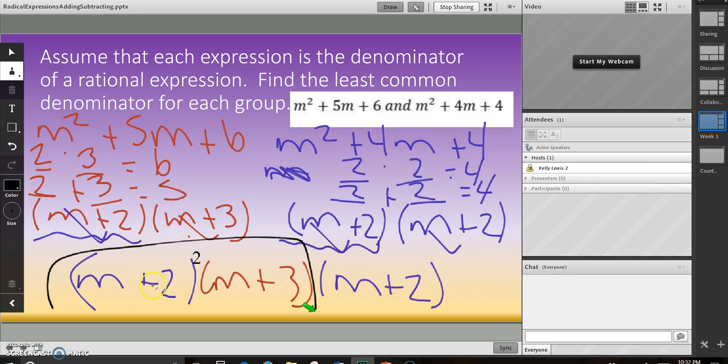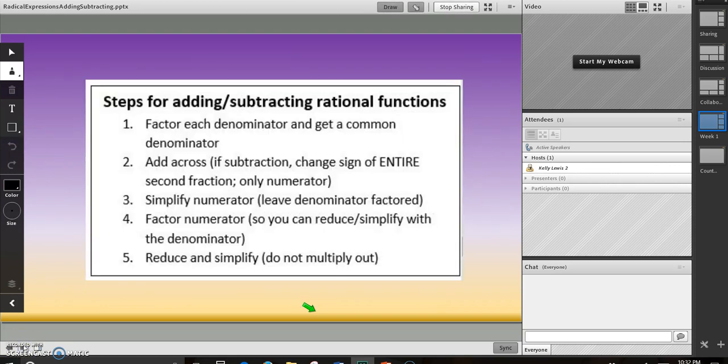But that squared means there's 2 of us. All right, steps for adding and subtracting rational functions. So, crazy fractions. Factor every denominator. I actually go ahead and factor everything. Get a common denominator. Add across.